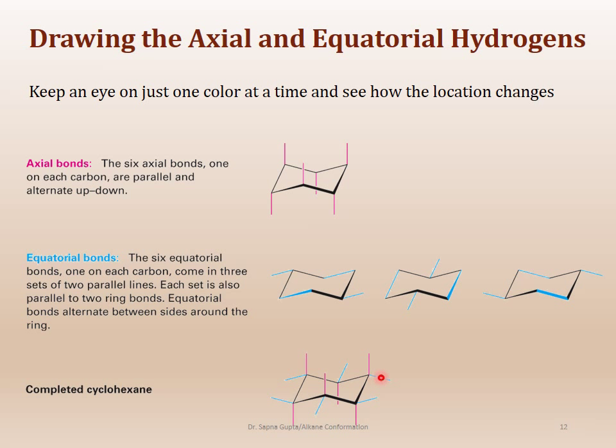So this bond is going down. This equatorial is going up, down, up, down, up. Okay, again, alternate. The other thing about the axial and equatorial is that if the axial is going up, the equatorial is going down. Axial is going down, equatorial is going up. All right, and that relationship never changes, even when you do a ring flip. Okay, so that's an important thing.